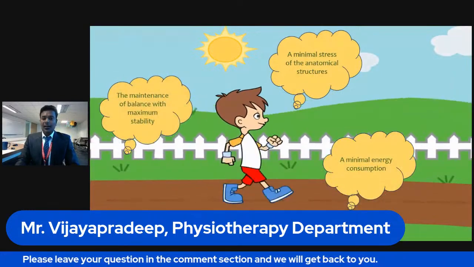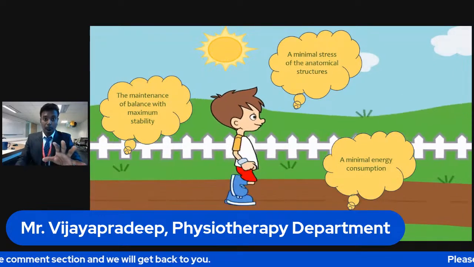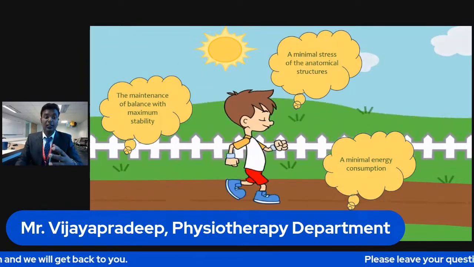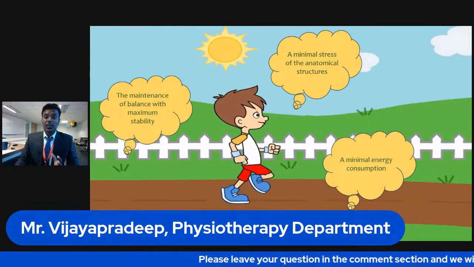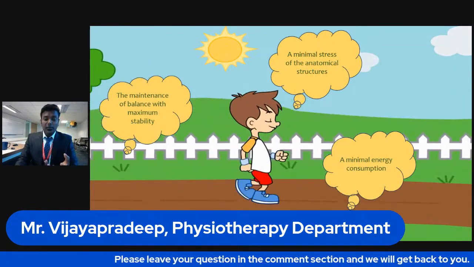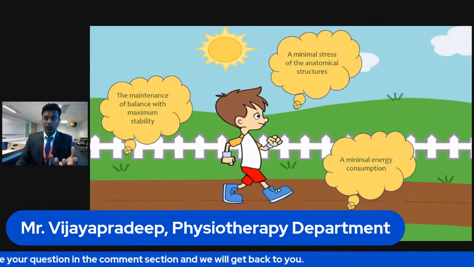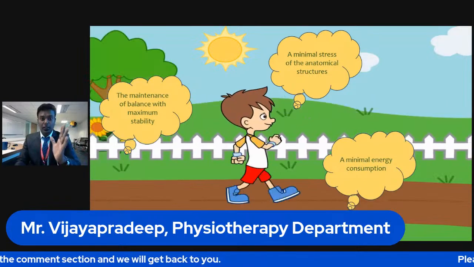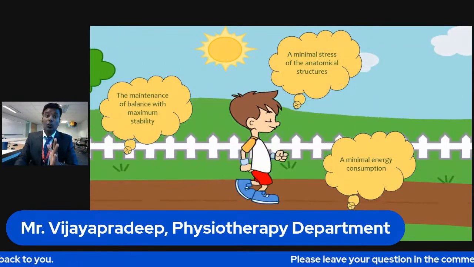If a person has a proper posture without any deviations, it is to maintain balance with maximum stability. So the person will be stable if their postural structures are functioning normally. And for it to be normal, a minimal stress of anatomical structures is also needed.